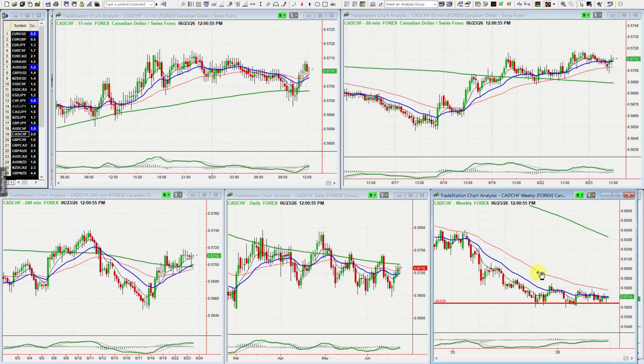You remember, we get a pullback to the 21. Once this pullback is complete, we'll probably be ready to break to the lower side here, and that tells us that the CAD is even weaker than the US dollar, right? So this is how it looks. We've got interesting developments, especially with the US dollar getting stronger, and the strong dollar.